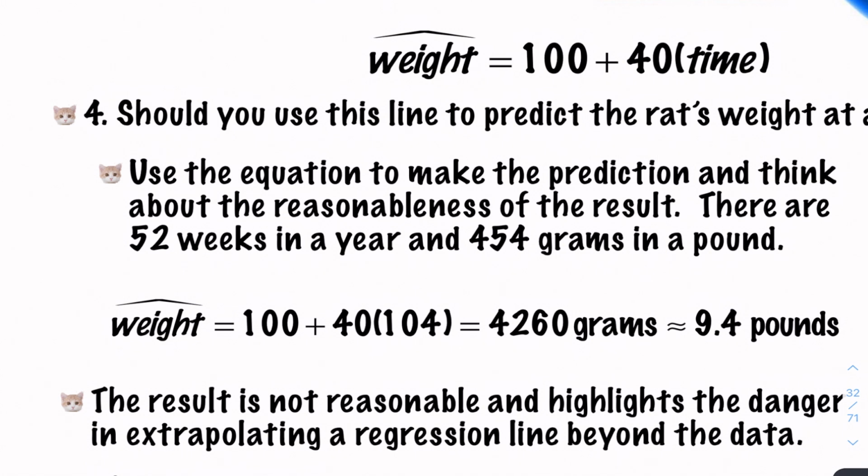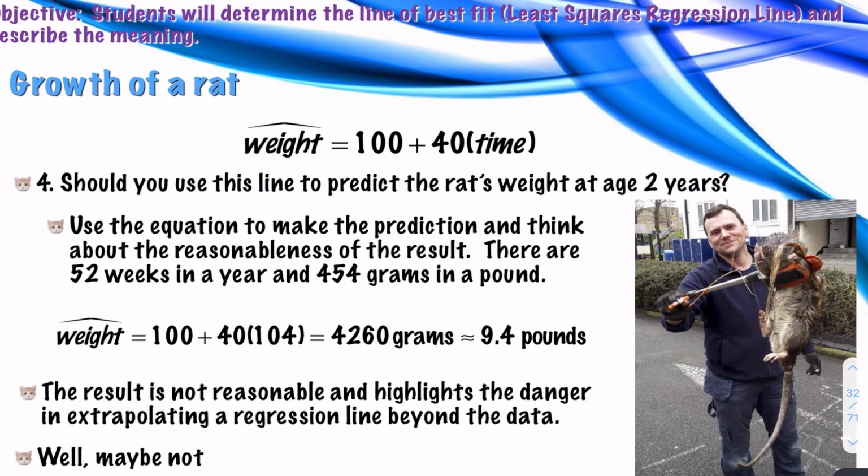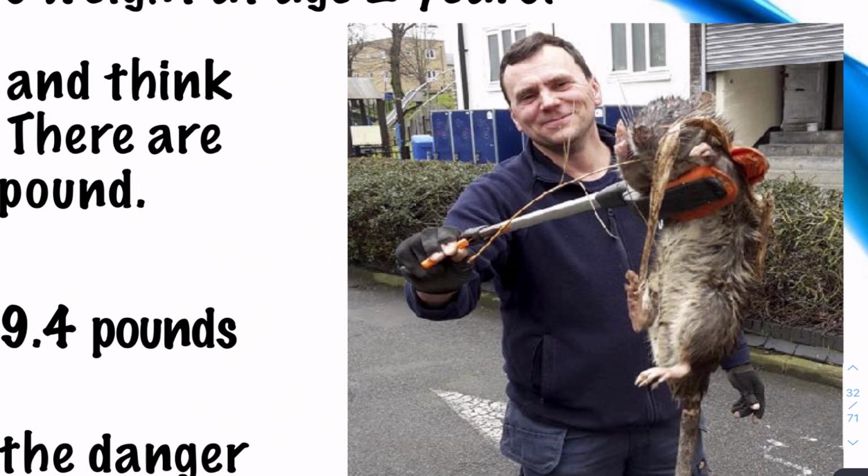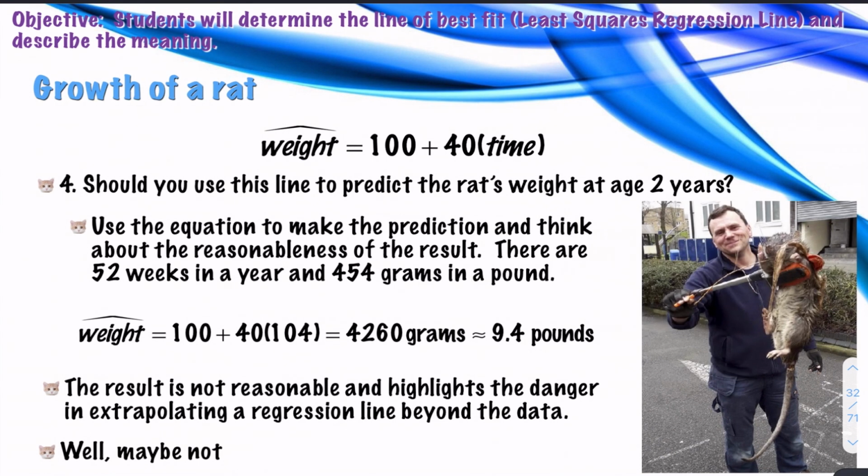So if we used this model to predict how much a rat weighs, mind you, a rat living till at least 2, seems kind of strange, but that would be 104 weeks. This rat would weigh 4,260 grams, or approximately 9.4 pounds. This is what you get when you have a rat that lives that long and gets that big. I hope you've never had to see something like that be caught, but that is ridiculous.